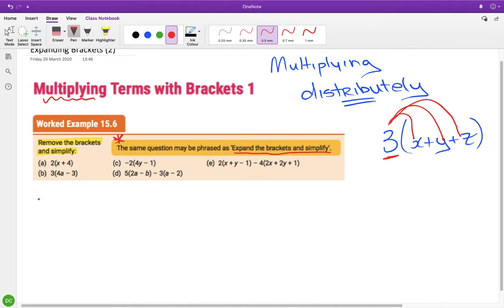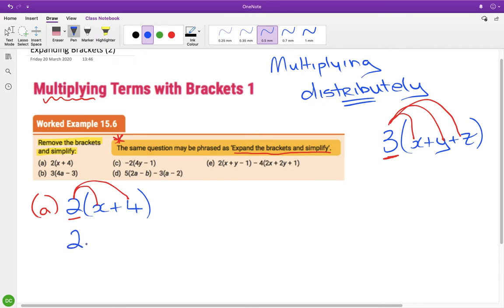So let's have a go. A is 2 bracket X plus 4. We need to take that 2 and multiply it by the X, and the 2 also needs to get multiplied by the plus 4. When you multiply a number by a letter, you simply write them side by side. So 2 multiplied by X is just 2X.